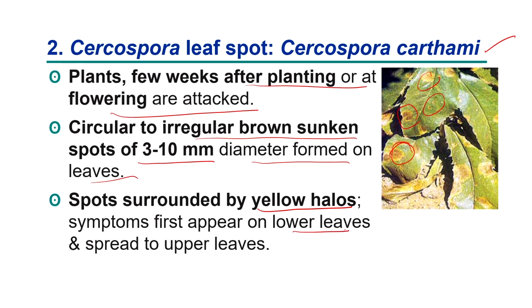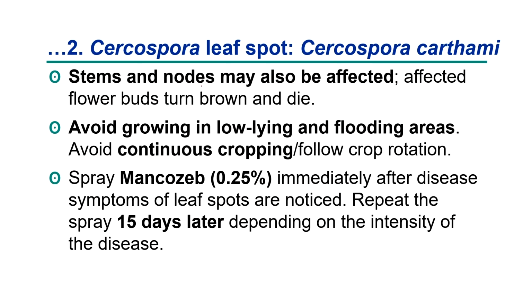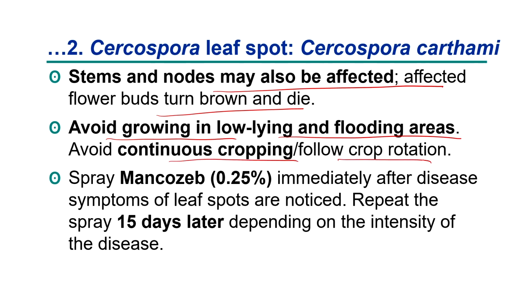They first appear on lower leaves and spread to the upper leaves also. Stems and nodes may also be affected. Affected flower buds turn brown and die. Avoid growing in low-lying and flooded areas. Avoid continuous cropping and follow crop rotation. And in a standing crop, mancozeb can be sprayed at 0.25% immediately after the disease symptoms appear, and it can be repeated 15 days later if the disease is not controlled by the first spray.